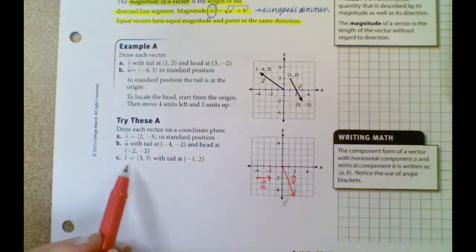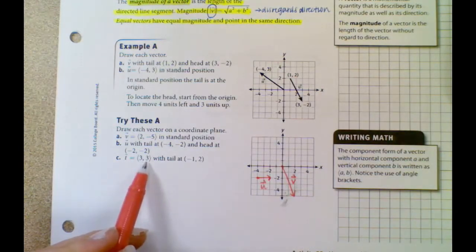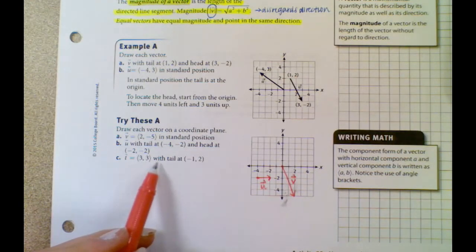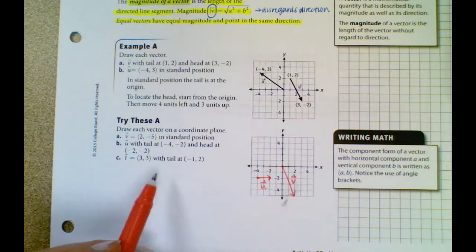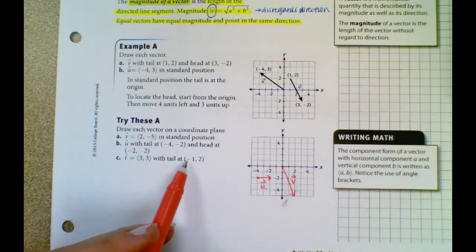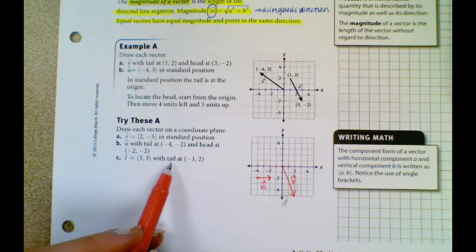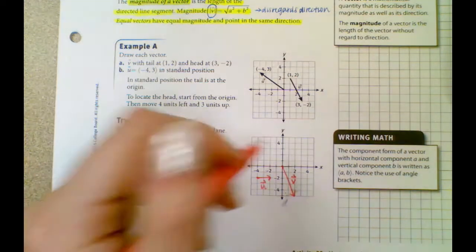Okay? And then vector t, we have a component form of <3, 3> and a tail at negative 1, 2. So this is kind of like combining two things here, so we've got to be careful. First of all, we know the starting point is the tail, so I'm going to start at negative 1, 2.